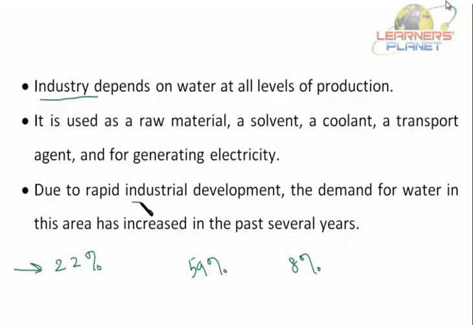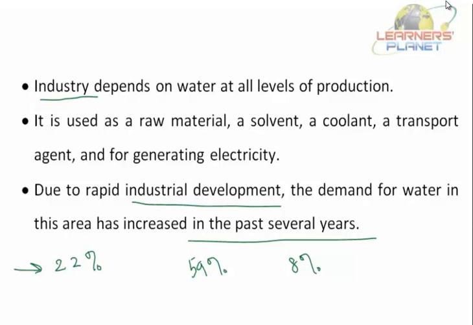Due to the rapid industrial development, the demand for water in this area has increased in the past several years. And so the use of water is increasing each and every day at an agricultural level, at a domestic or personal level, and as well as at an industrial level. So the use of water for each and every purpose is actually becoming a necessity now. So we should use it very wisely.